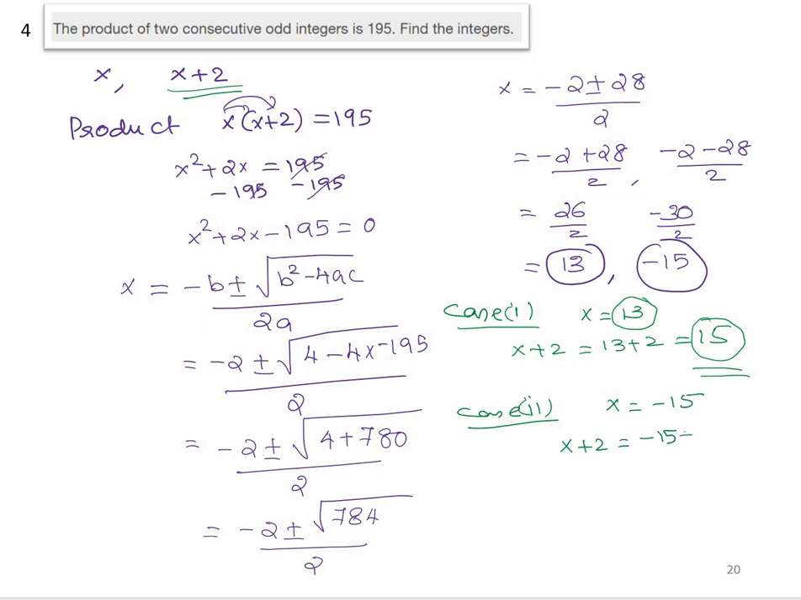Negative 15 plus 2 is negative 13. So these are the two possibilities. If x is equal to 13, the next odd integer is 15. And if you take x as negative 15, the next odd integer will be negative 13, so that the product will give you 195. Got it? So this is the method that we are going to use to find the integers.